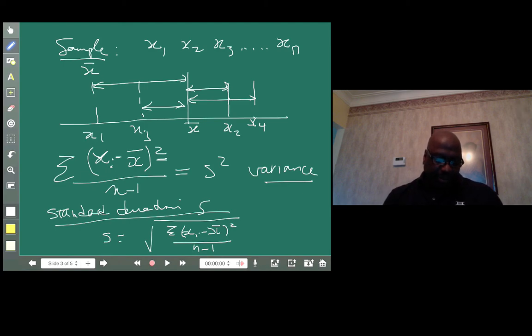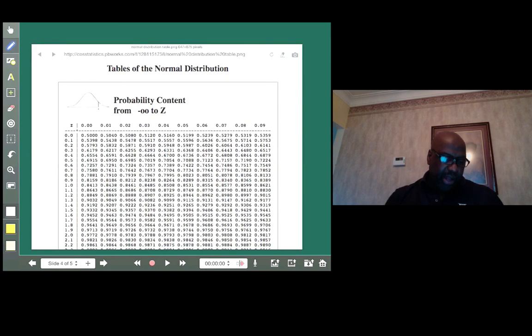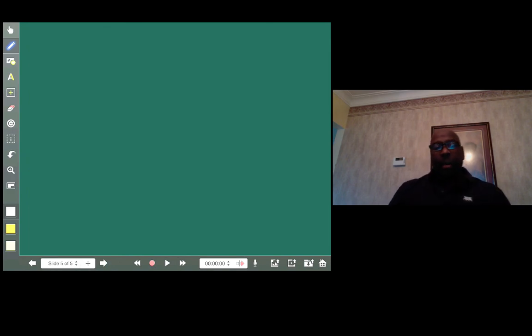Now that we understand a little bit about variance, standard deviation, and the mean, let's get to the normal distribution. We hear a lot about the normal distribution, so let's see what we could find out about it. This is a table that we're going to need, so I'm going to come back to it very shortly. The normal distribution in statistics happens to be the most popular distribution.